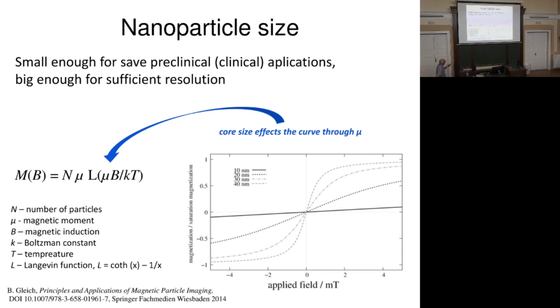Magnetization of the nanoparticle is given by this equation, and mu, the magnetic moment, is crucial here. And the core size affects the curve through mu. So if we have small particles, we have a very flat magnetization curve. If we have big particles, we have a nice steep curve. And as we already spoke about, if we have a broad linear part here, then we obtain that signal.